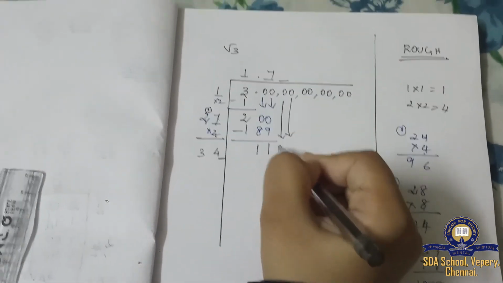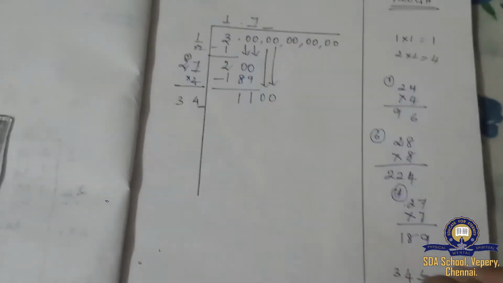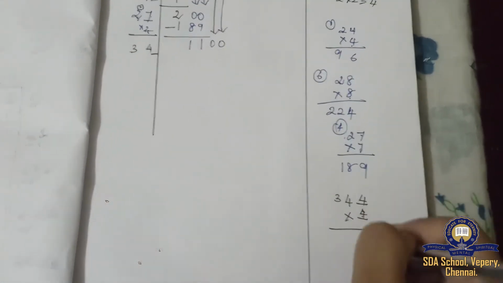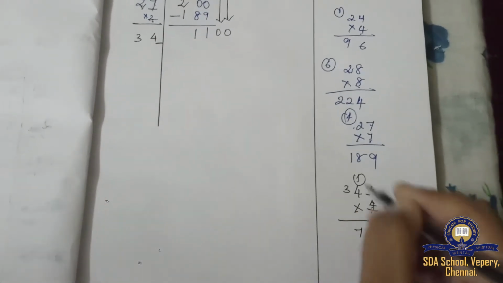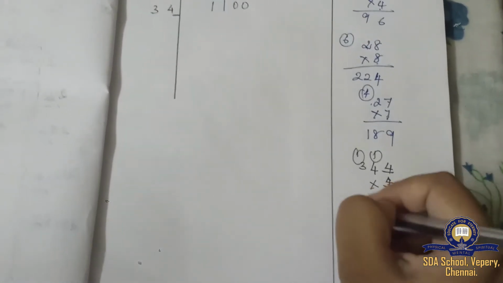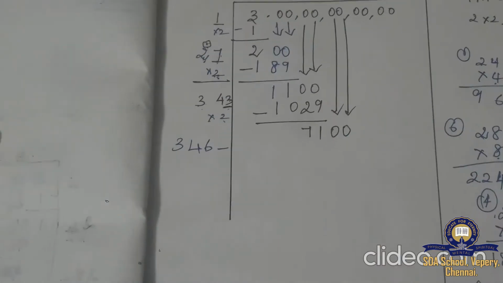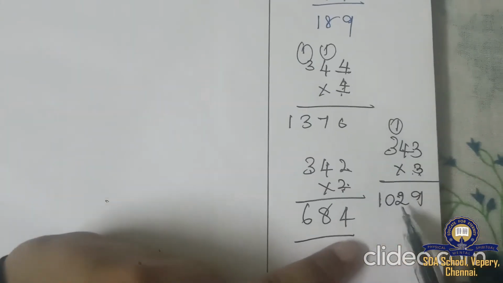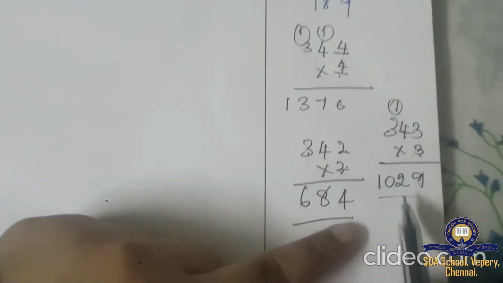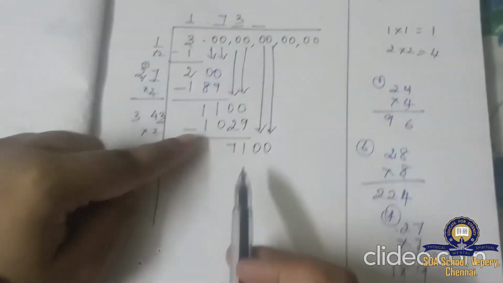Okay, 1100. Okay, for 344 into 4. 4 4s are 16. Carry over 1. 4 4s are 16. Carry over 1. 7. 1 4 3s are 12, 13. You get 1376. 342 into 2. 2 into 2, 4. 4 2s are 8, 6. Okay, then 343 into 3. 3 3s are 9. And then 3 4s are 12. Carry over 1. 3 3s are 9. Okay, I'll get 1029. Then I have to put 1029 over here and then subtract. If I subtract, I'll get 71.